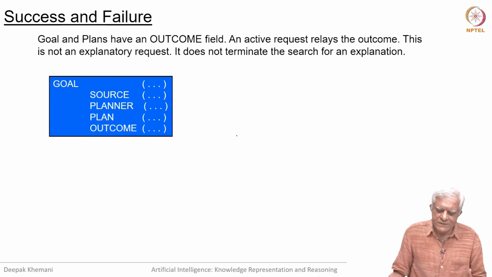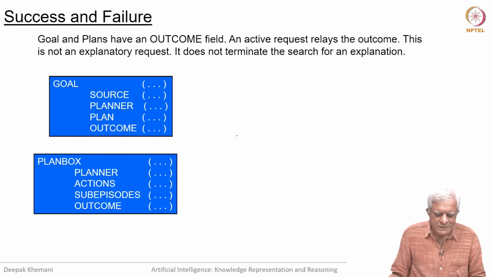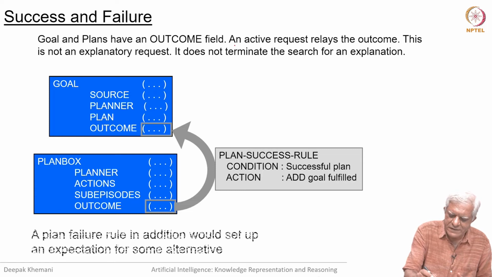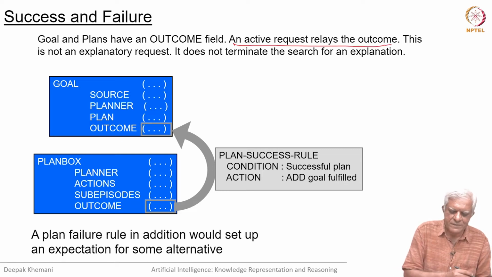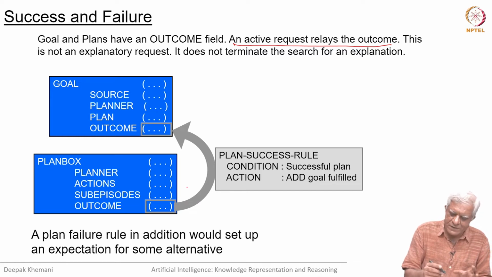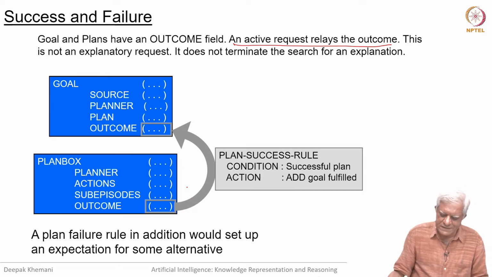So, goals and plans have an outcome field that we have not spoken about. Both of them have this field and an active request relays the outcome. This is not an explanatory request, it does not terminate the search for an explanation. It simply says that if the plan has succeeded, then the goal has succeeded. If the plan has failed, then the goal has failed essentially. Whatever is the outcome of the plan is also the outcome of the goal that the plan was planned for essentially.